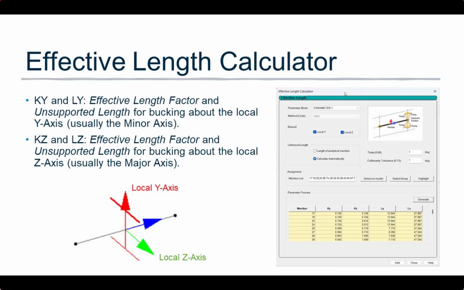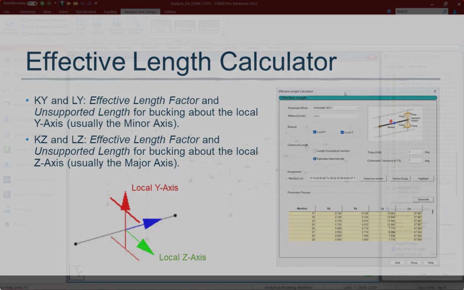Welcome. In today's video, we will discuss the new automatic effective length calculator for the AISC 360 steel design specification that is now available in STAAD.Pro. The effective length parameters are used to check the slenderness of individual members and the calculations for the capacity of the members for flexural buckling and lateral torsional buckling.